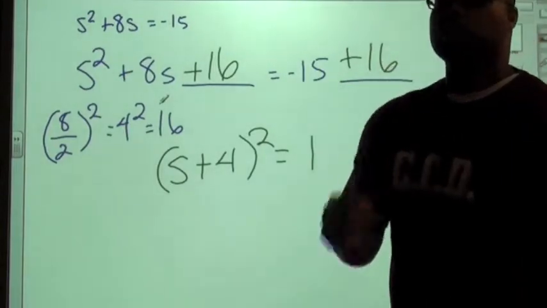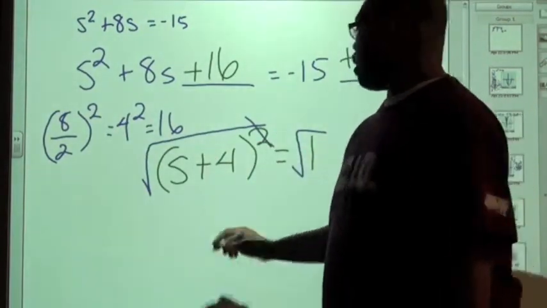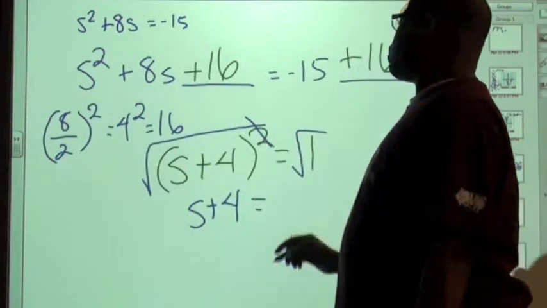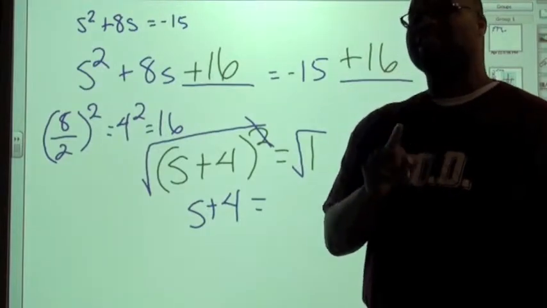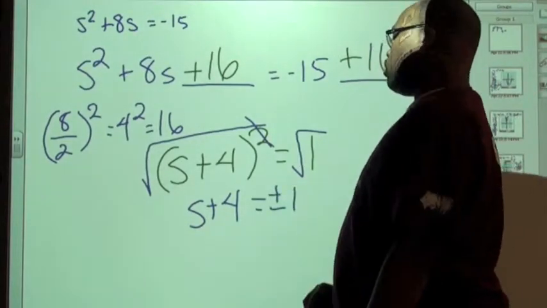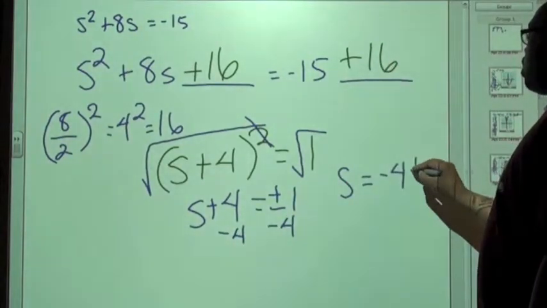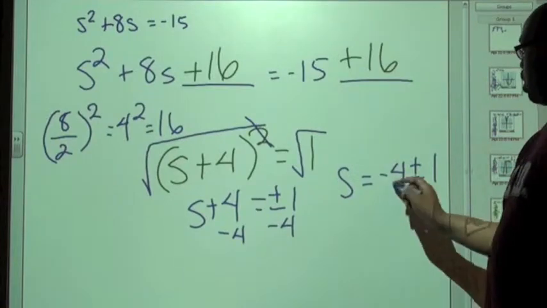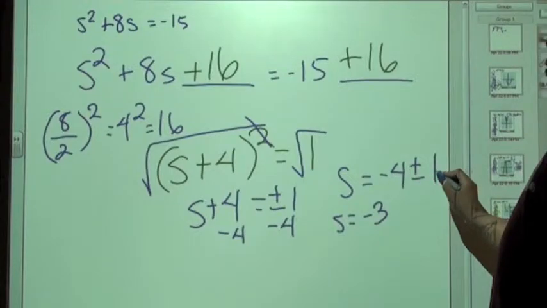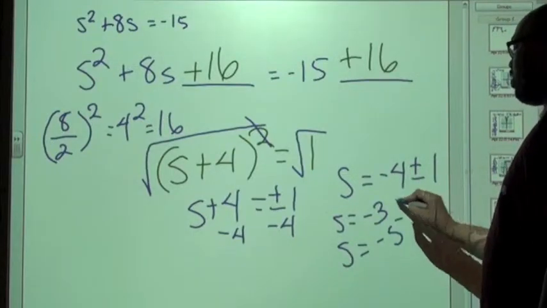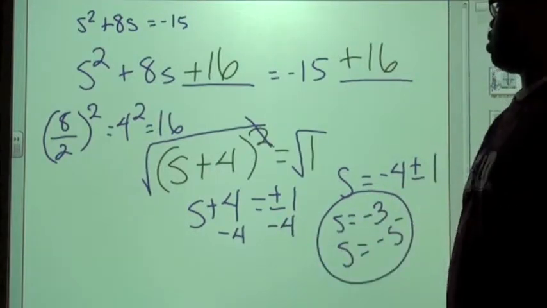To solve, you take the square root of both sides. Square root cancels out the square. I'm left with s plus 4 equals, the principal square root of 1 is 1. The true square root of 1 is a positive or a negative 1. Subtract 4 from both sides. s equals negative 4 plus or minus 1. Negative 4 plus 1 is negative 3. Negative 4 minus 1 is negative 5. Those are my two roots, my two solutions, my two zeros.